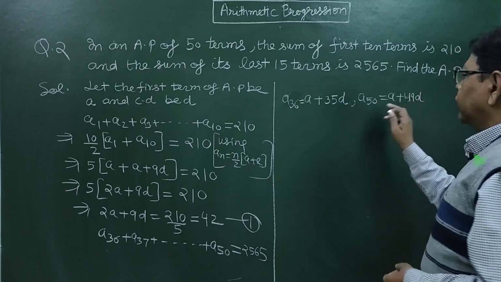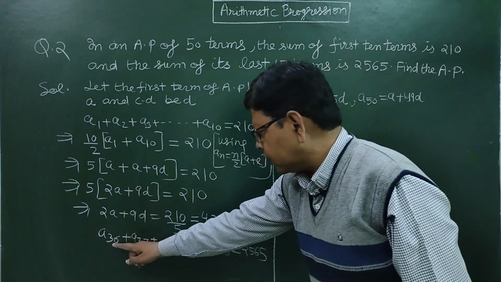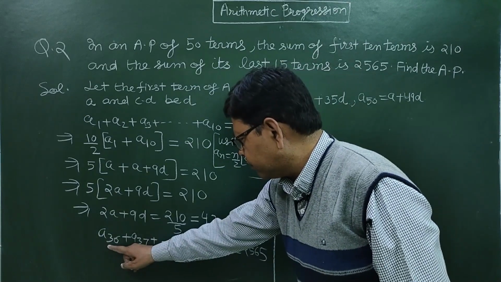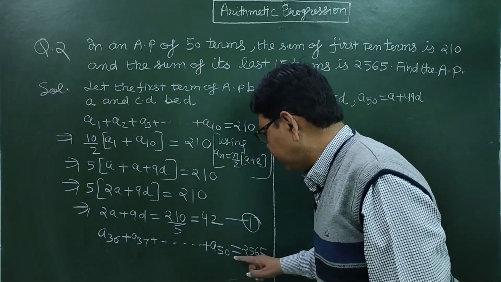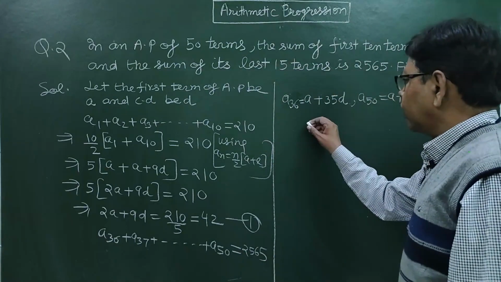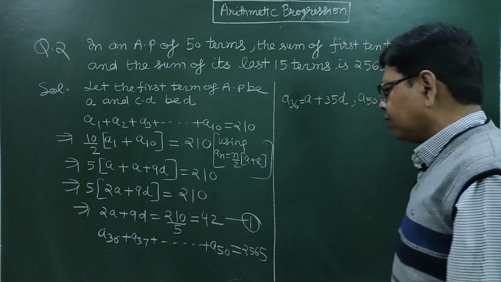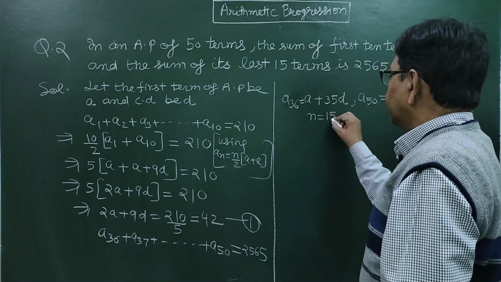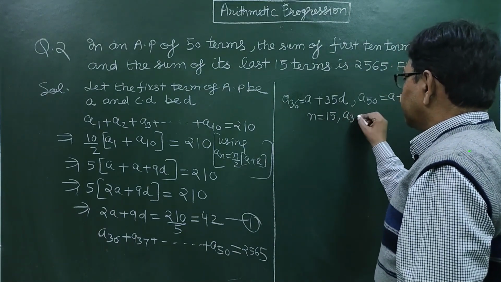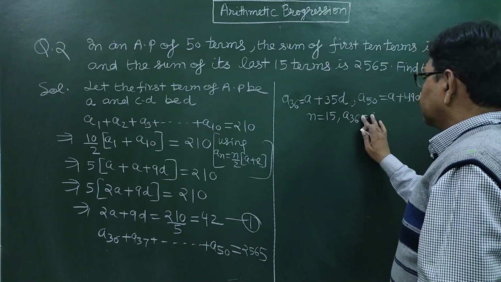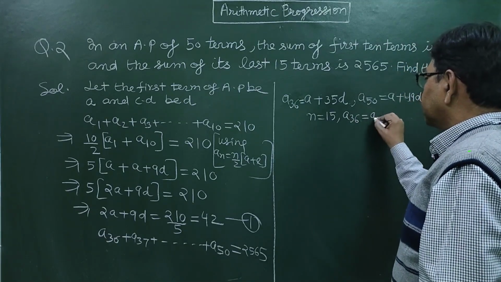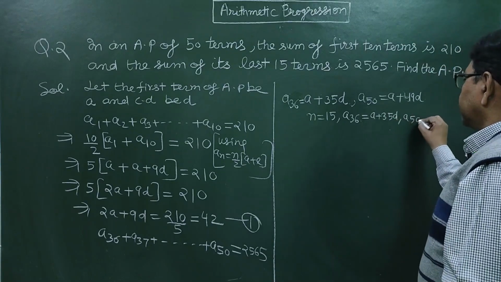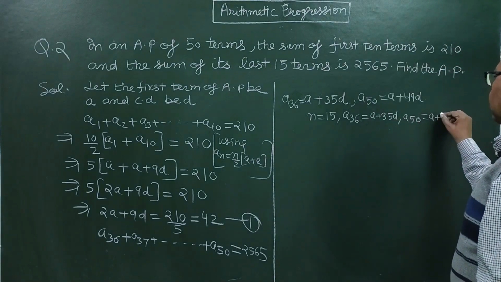Why have I calculated this? Because I want to find the sum from the 36th term to the 50th term. This will be the first term for this AP, and the last term is A50. So again using the formula, there are 15 terms from 36 to 50, so n is 15, and the first term is A36, which is equal to A plus 35D, and the last term A50 is equal to A plus 49D.